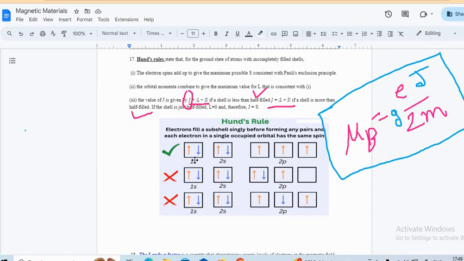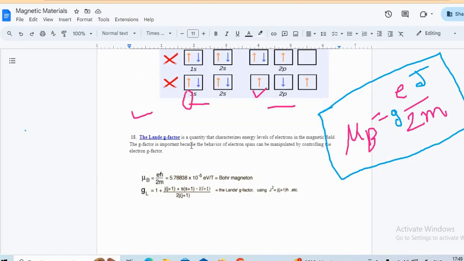So Hund's rule is there, and now we have taken 7 electrons. How to arrange the electrons? This arrangement is given. This is the only way we can arrange the 7 electrons in the shells. This Landé g factor, I have just mentioned the idea about it. It's a correction, known as the quantum correction.